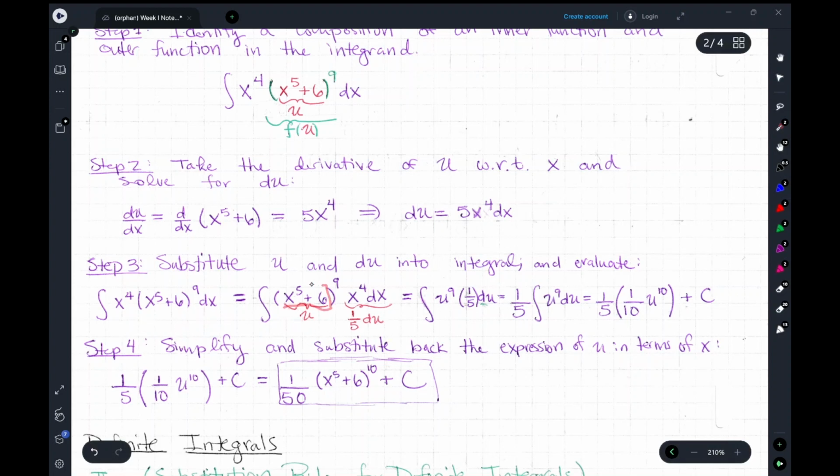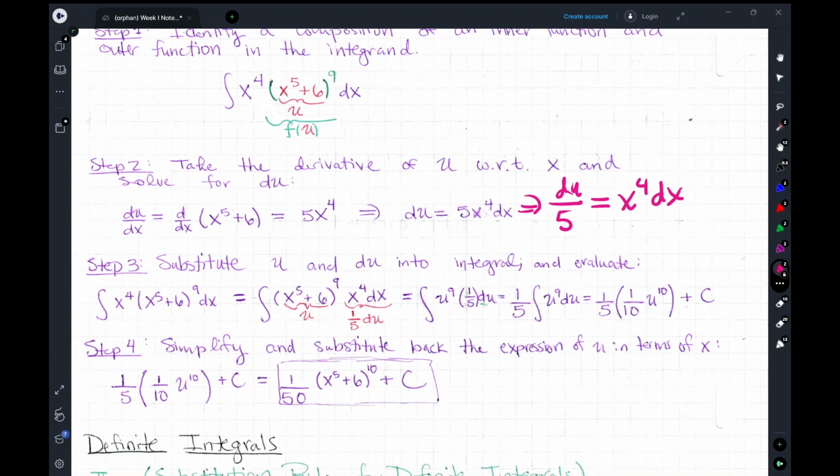For my inside function, I have this x to the 5th plus x. That's what I set u to. And x to the 4th dx is not du, but it is 1/5 du, okay? And you could see that from this over here. You just divide by 5 on both sides. If you divide by 5 on both sides, you could see clearly that x to the 4th dx is du over 5.